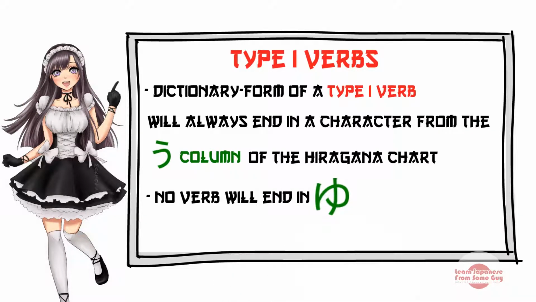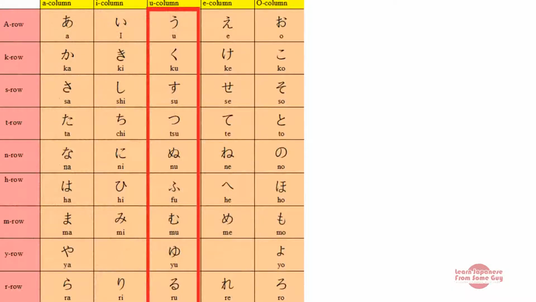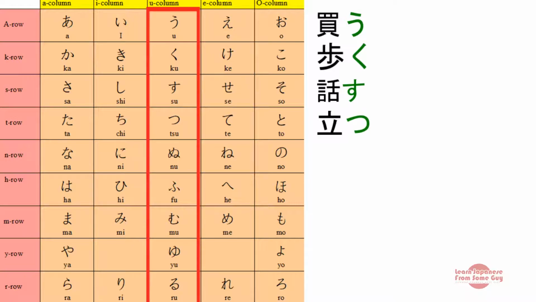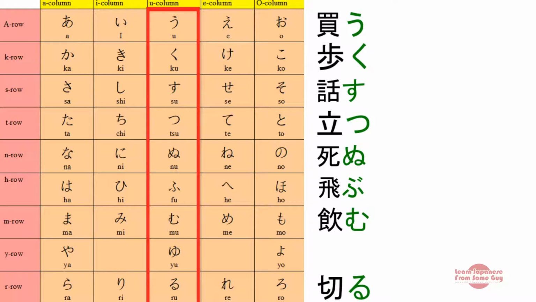Let's look at some examples. 買う to buy, 歩く to walk, 話す to speak, 立つ to stand, 死ぬ to die, 飛ぶ to fly or jump, 飲む to drink, 切る to cut.